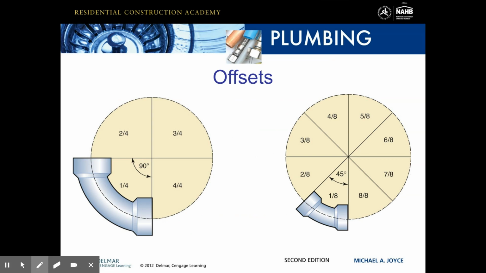And here we have different types of offsets. So you can see it goes off based on the circle. So a quarter is a 90-degree elbow, and a 45 is 1/8.